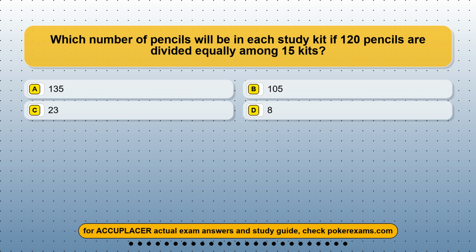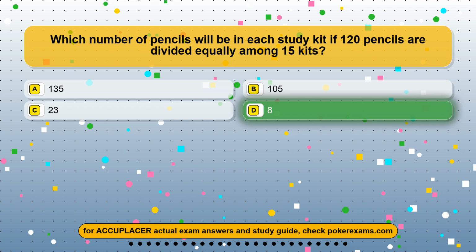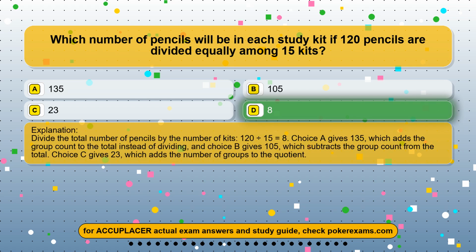Question 2. Which number of pencils will be in each study kit if 120 pencils are divided equally among 15 kits? Option A, 135, option B, 105, option C, 23, option D, 8. The correct answer is option D, 8. Divide the total number of pencils by the number of kits. 120 divided by 15 equals 8.